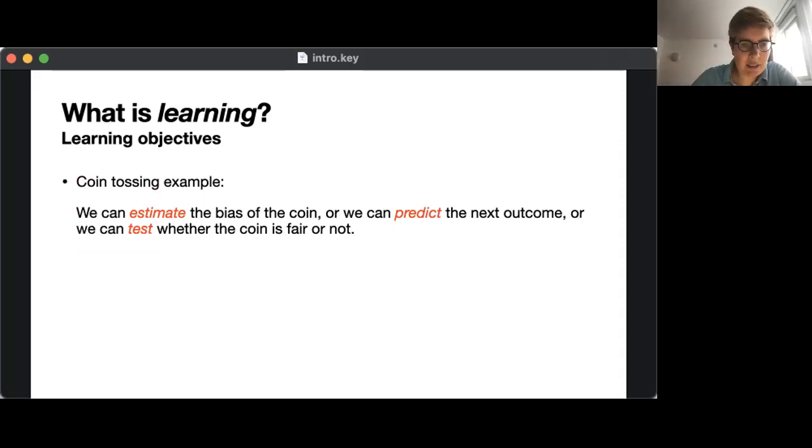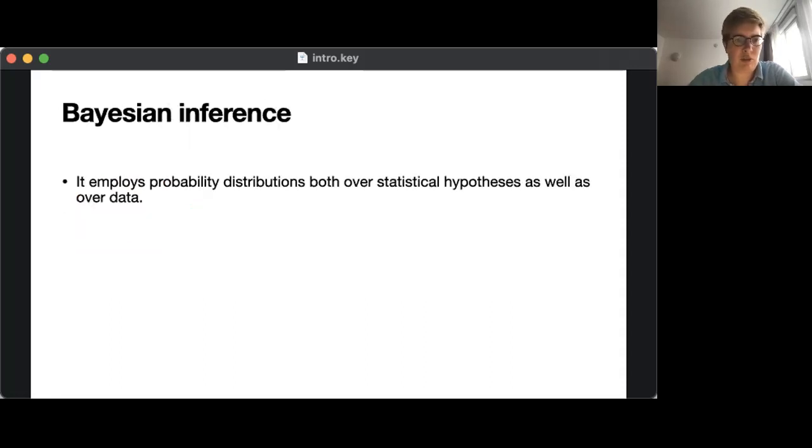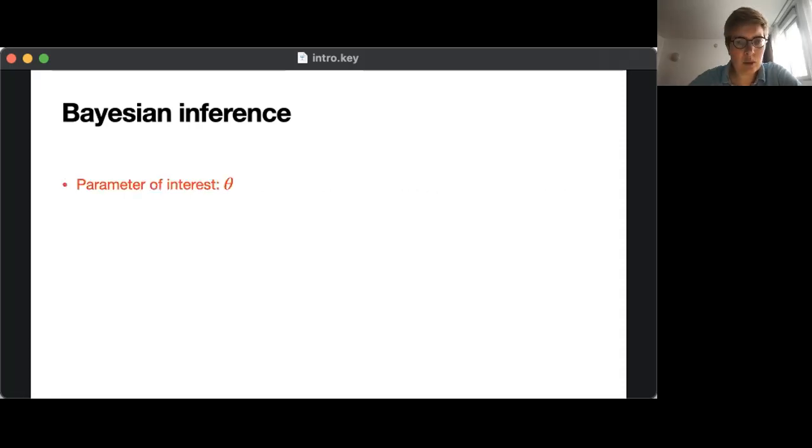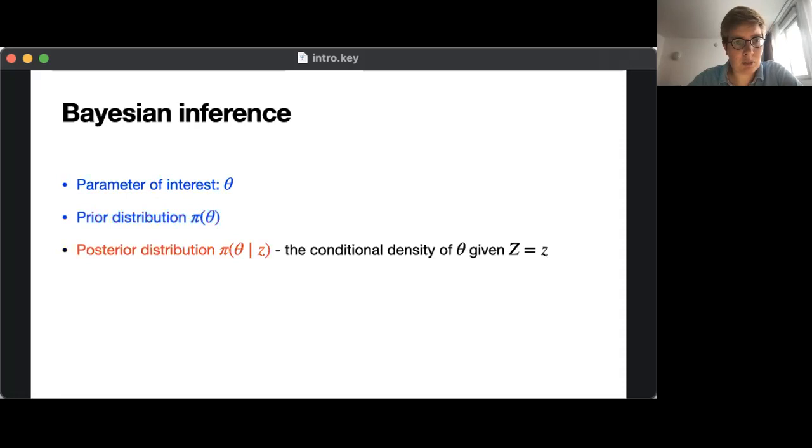Okay, so with the model in place and the data at our disposal, we need one more ingredient for induction, a method or a rule for inference. And in this channel, the focus is on Bayesian inference. Now, the essence of Bayesian inference is that it employs probability distributions both over statistical hypotheses as well as over data. So let's denote with theta a quantity of interest. Then the learner starts with specifying a prior distribution, pi(theta), which quantifies her uncertainty about theta before seeing the data z. And then she calculates the posterior distribution, pi(theta | z), the conditional density of theta given that the realization of Z is a little z.